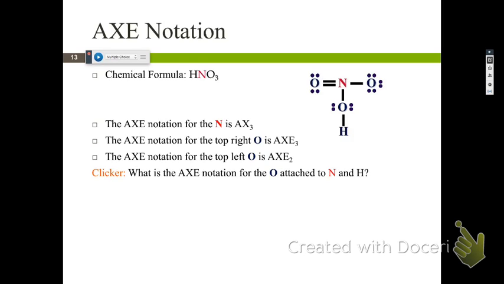Steric number is really blunt in saying there's 4 domains. I'm not telling you what they are. AXE is a way of representing that one of those 4 domains is bonding, and 3 of them are non-bonding lone pairs. Oxygen on the top left has 1 bonding domain, 2 lone pairs, AX1E2. So think about what it would be for the rest of the atoms.